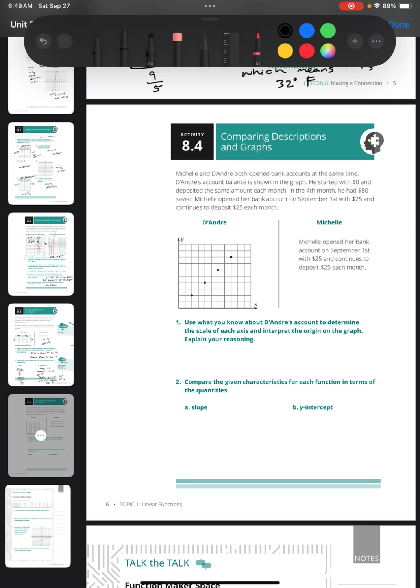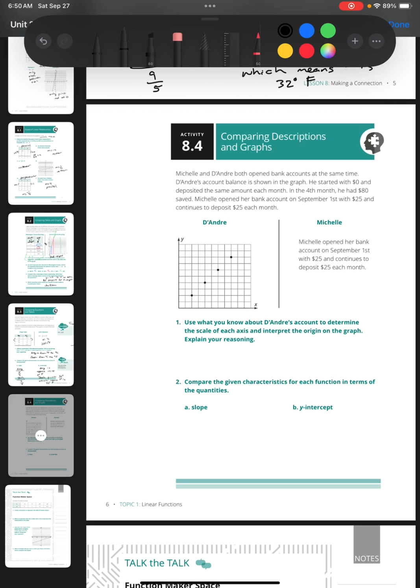All right, and then for 8.4, Michelle and DeAndre both opened bank accounts at the same time. DeAndre's bank account balance is shown in the graph. He started with $0, deposited the same amount each month. In the 4th month, he had $80 saved. Michelle opened her bank account on September 1st with $25 and continues to deposit $25 each month.